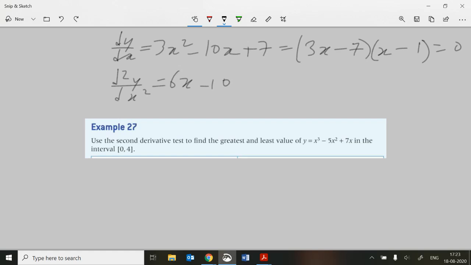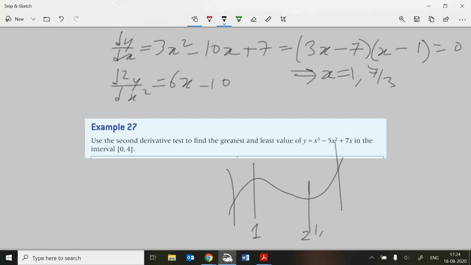So your two solutions from this are going to give you two turning points, in fact, and that's going to give you x is equal to 1 in the easy bracket first, and x is equal to 7 over 3. Both of those are in this interval here, so I know 0 is over there and 4 is over there. This is x is equal to 1, and this is x is equal to 7 over 3, which is 2 1/3. So there's 1 and there's your 2 1/3. I know it's going to look like this.